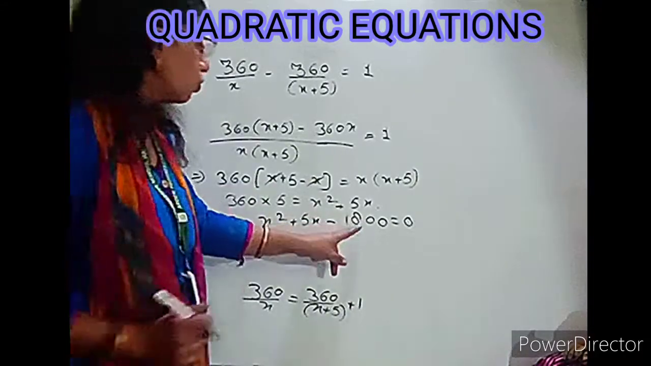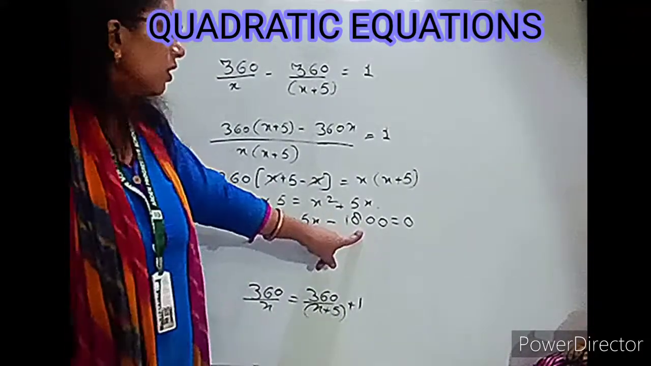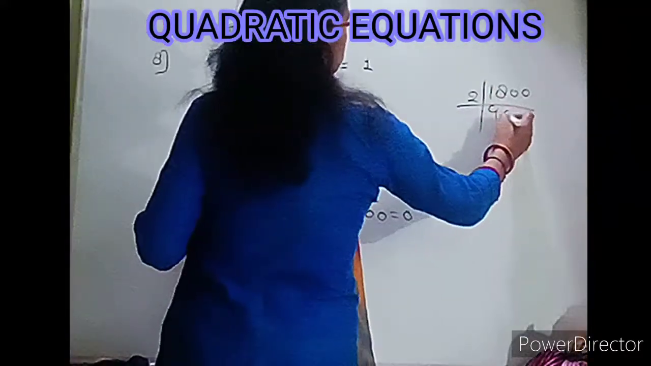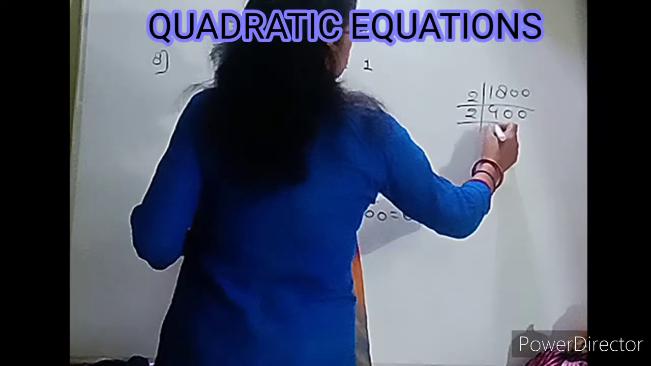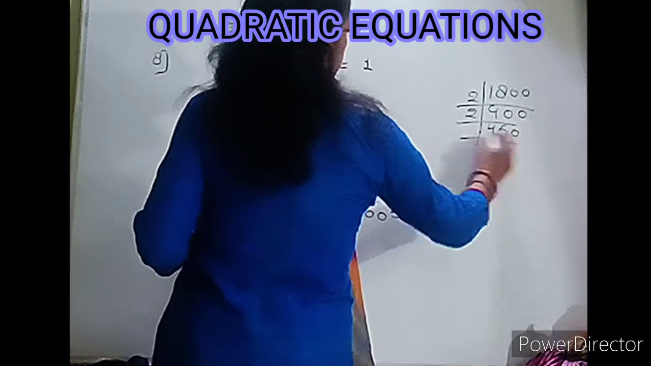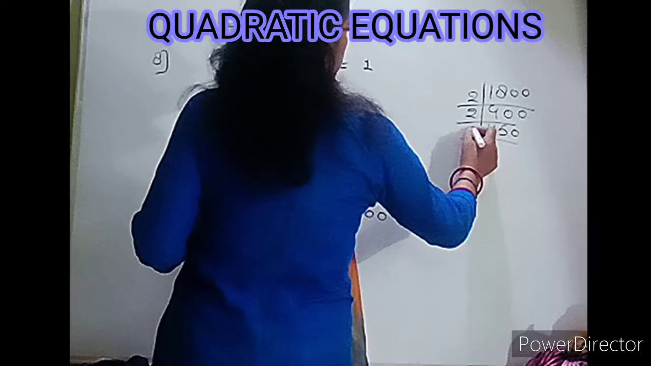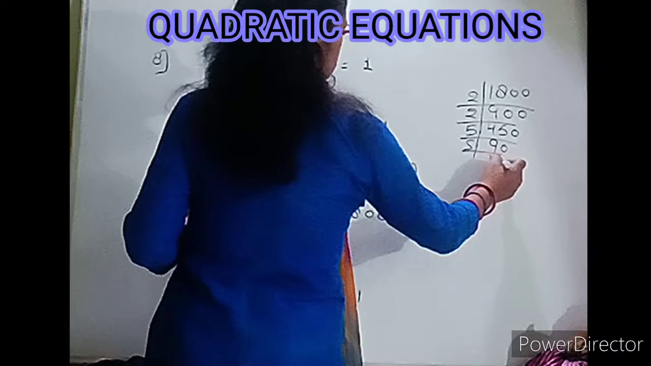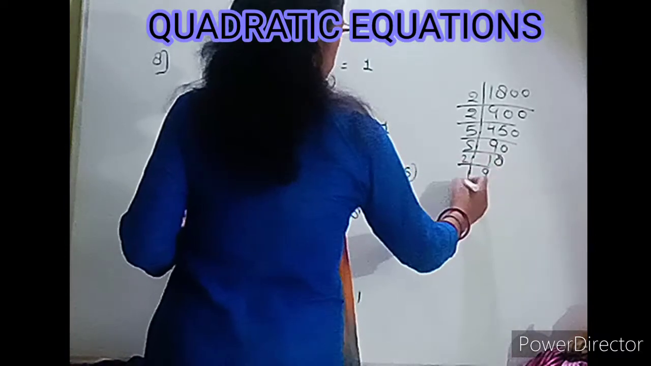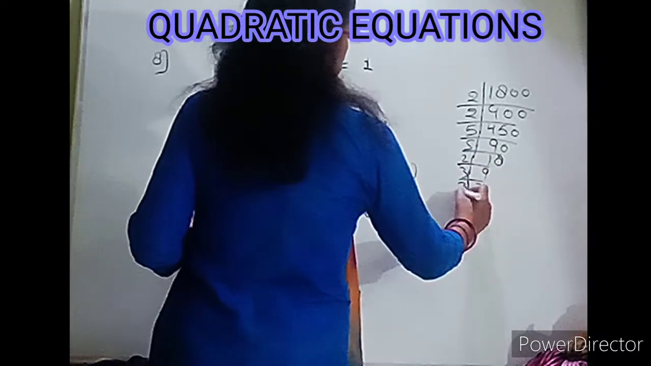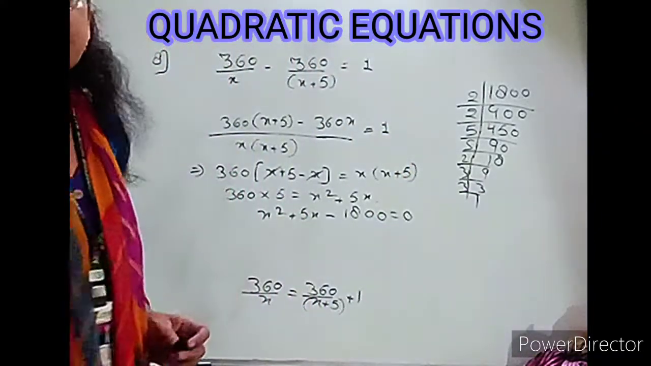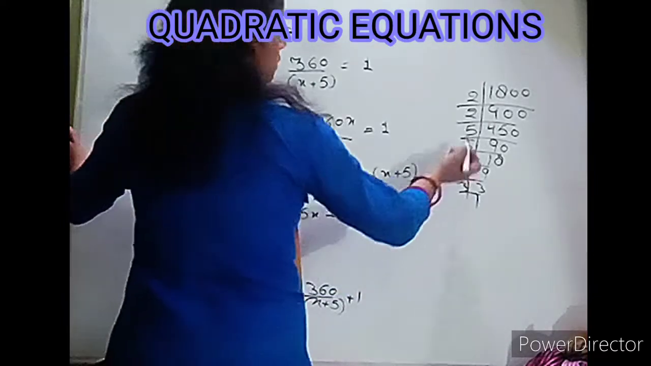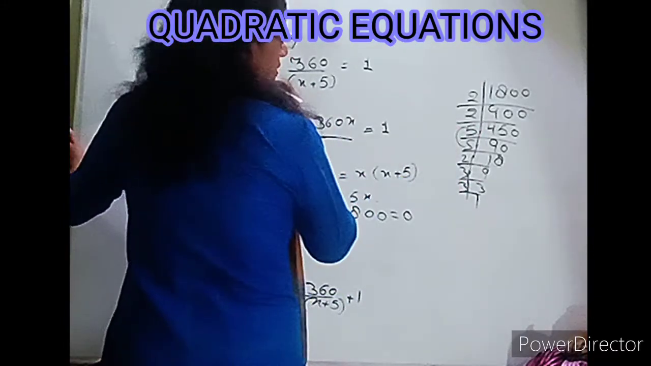Now you have to do it by the splitting method. 1800 you have to split in such a way that you will get plus 5. 2 9s are 18, double 0. 2 4s are 8, 2 5s are 10 and 0. 5 9s are 45. 5 1s are 5, 5 8s are 40. 2 9s are 18, 3 3s are 9. So I have to split in such a way so I will get plus 5. See, 5 5s are 25.